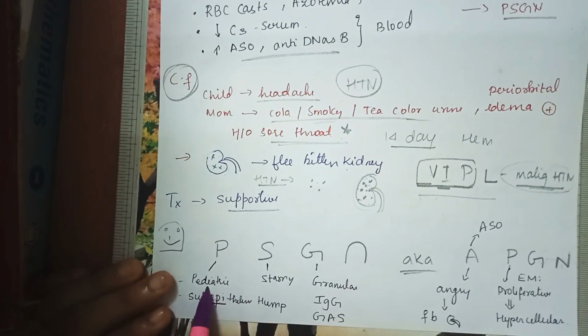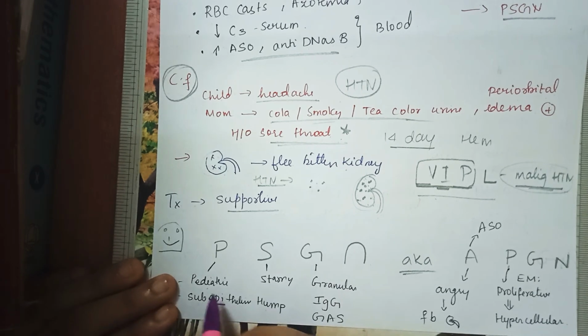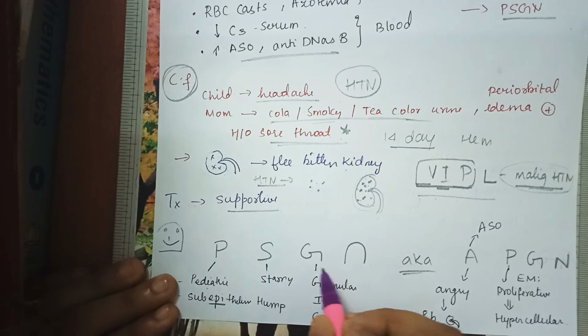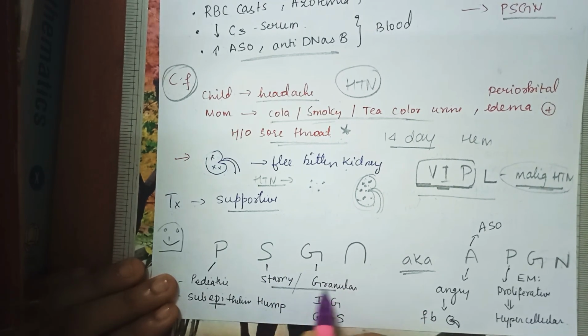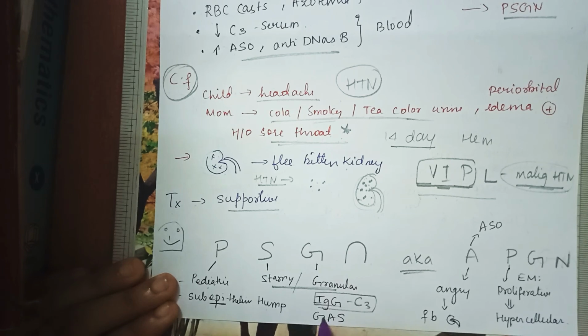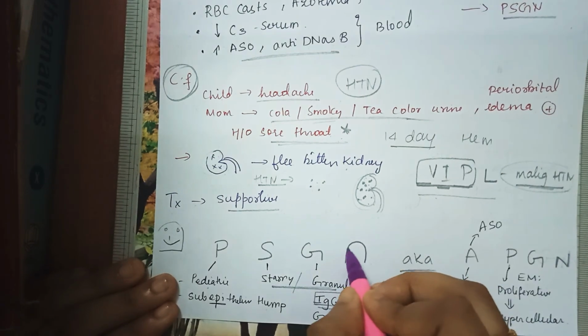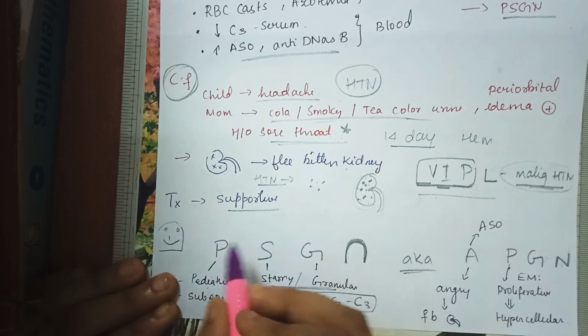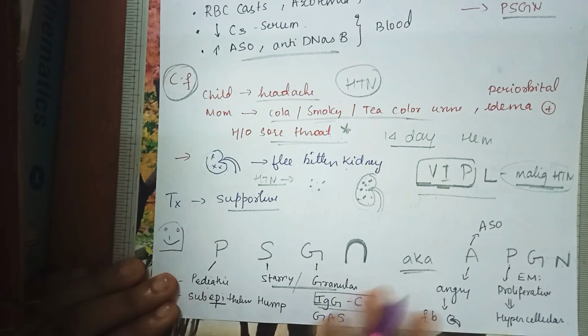P is nothing but pediatric age group, and there are subepithelium humps. Remember, it is not subendothelium, because subendothelium humps are seen in some other disease. So P for pediatrics, P for subepithelium, S for starry sky, G for granular. Both are immunofluorescence findings, that is starry sky and granular. And what is granular in that? In that, it is IgG and C3 immune complex, I have told you. And again, G, you can remember, for GAS, that is group A streptococci. This is nothing but the subepithelium hump. This is our hump. So PSGN itself has all the features.